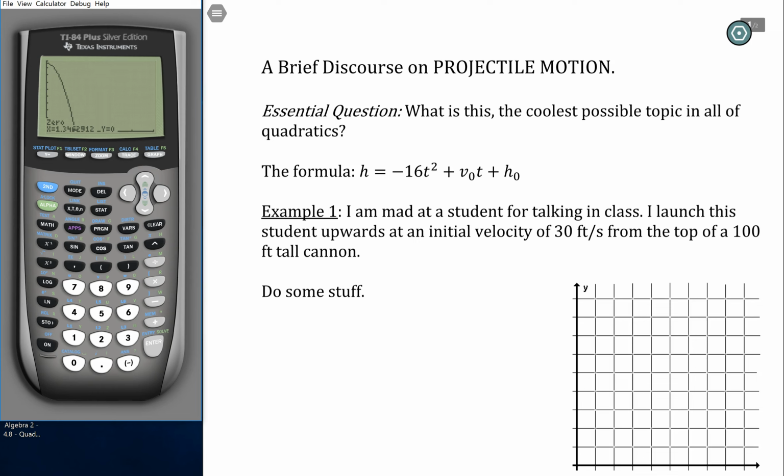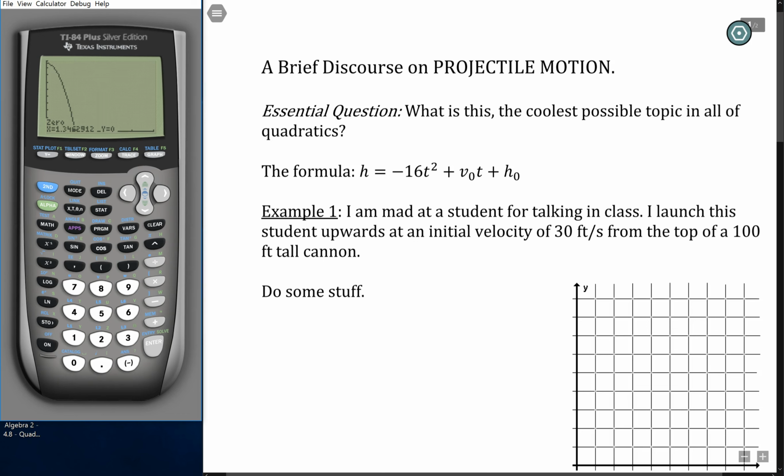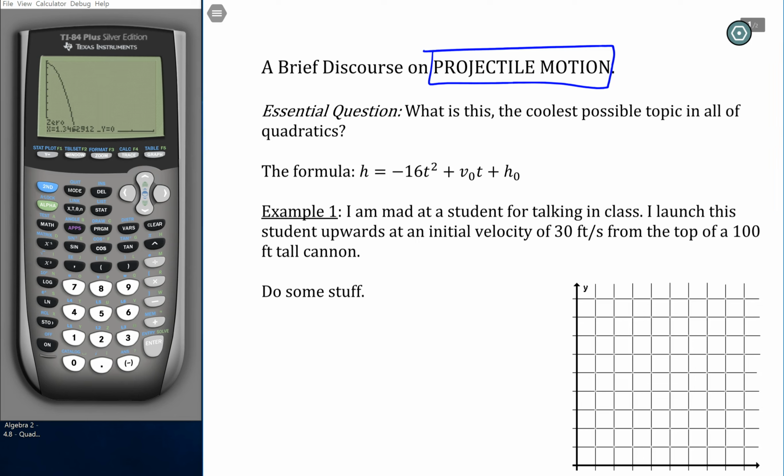We are going to be discussing the coolest application of quadratics, which is projectile motion. So the essential question, what is this? The coolest possible topic in all of quadratics. You will get into this more when you do physics later on in your life. And yes, quadratics, very cool.